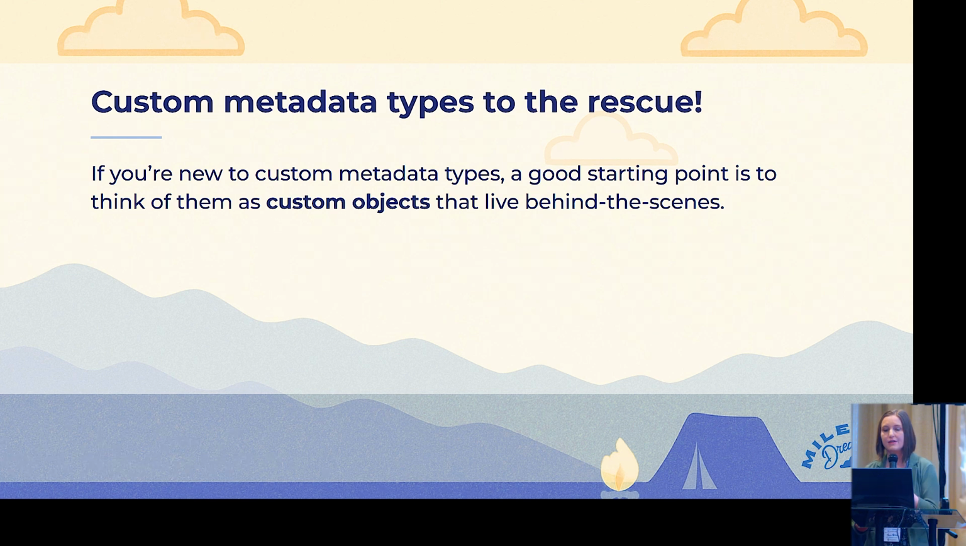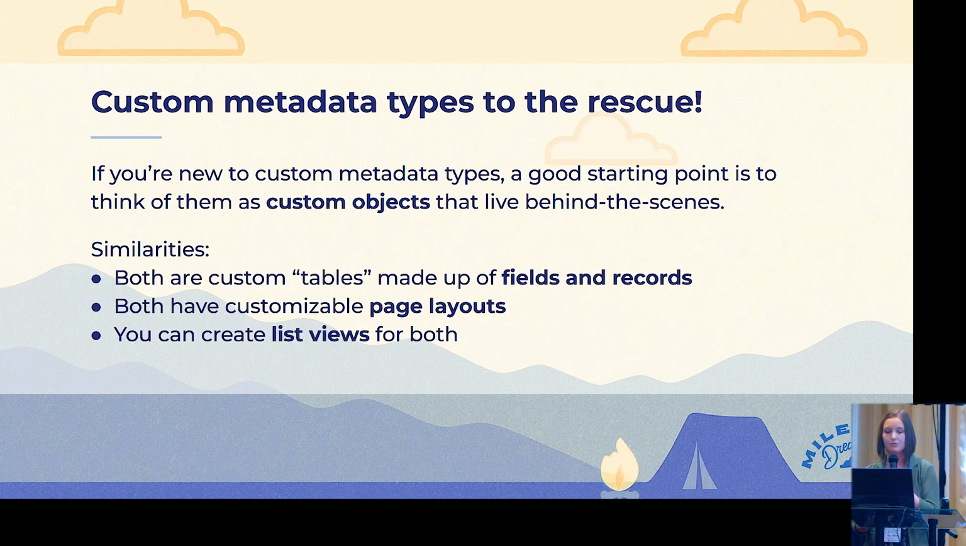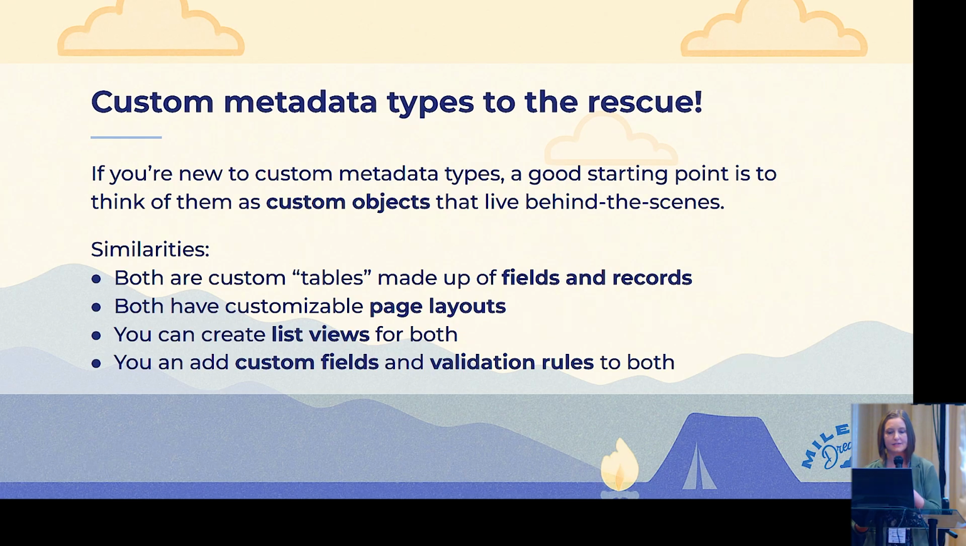If you're new to them, think of them as a custom object that lives behind the scenes. They have quite a few similarities with custom objects. So both custom metadata types and custom objects are custom tables that are made up of fields and records. Both of them have customizable page layouts that we all know and love. You can create list views for both of them. And you can add custom fields and validation rules to both of them. And we'll actually walk through doing that in a demo here shortly. That said, there are definitely some key differences, so let's go over those as well.